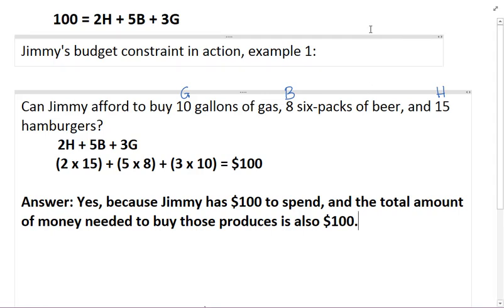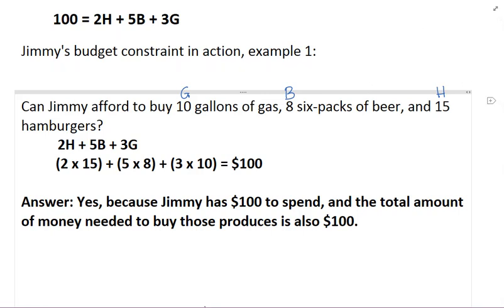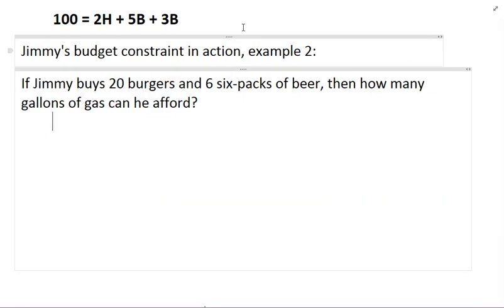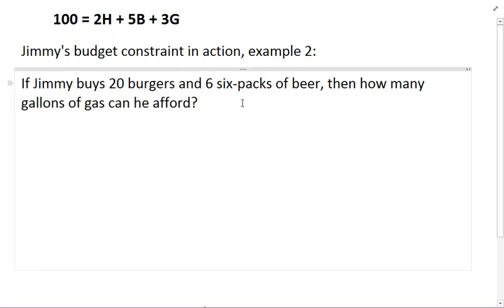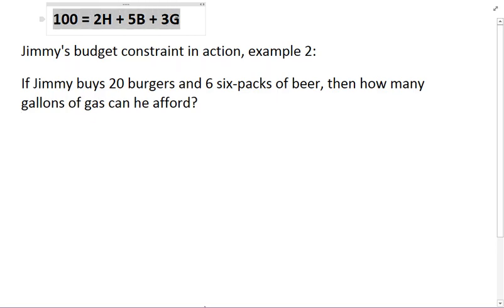So let's do another example of using Jimmy's budget constraint. There's the same budget constraint. I got that letter wrong there. Let's see. If Jimmy buys 20 burgers and six packs of beer, then how many gallons of gas can he afford? Now you don't need to use the equation for this to get the answer, but let's do it anyway. So let's put this thing down here.